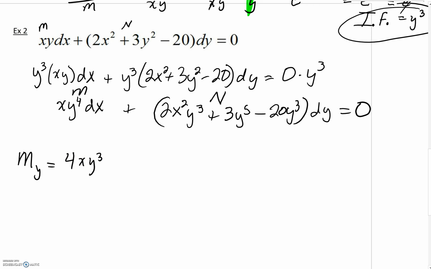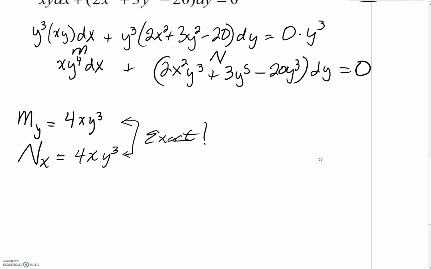y to the third. Let's take our N with respect to x. And you'll get a 4x y to the third. And the derivative of these other two terms are 0. Sure enough, what we just did worked. It has shown that we have an exact differential equation.